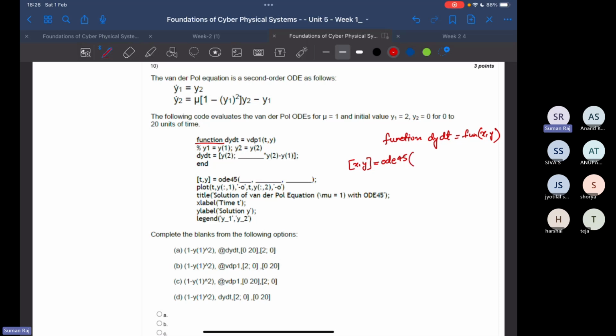And what do they do first? They have at the rate fun. So what are you going to have at the rate VDP? Because that's how they want to solve that particular differential equation.